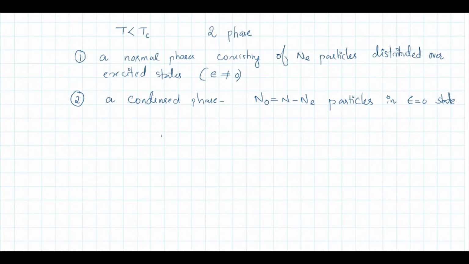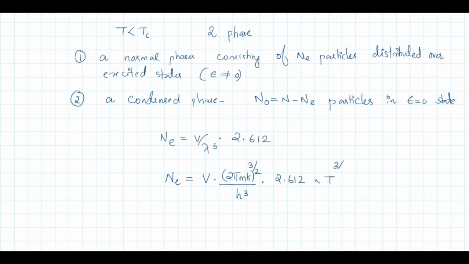Now, what is the value of Ne? Ne is given by V divided by lambda cube into 2.612. This I can write as Ne is equal to V into 2 pi mk raised to 3 by 2 divided by h cube into 2.612 into T raised to 3 by 2.